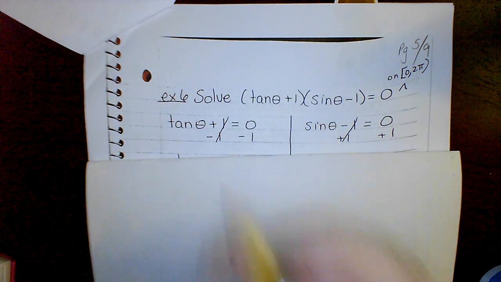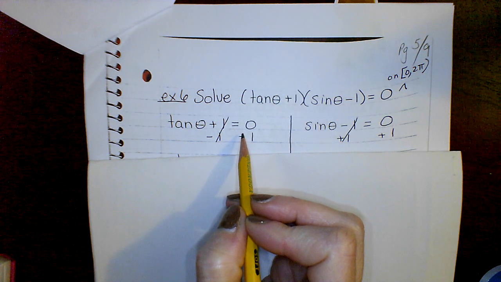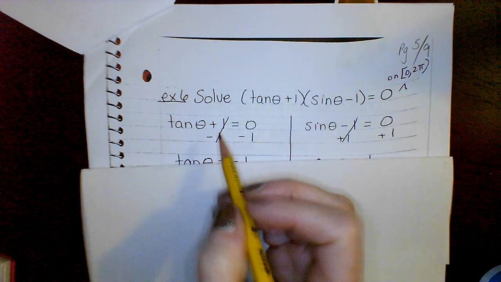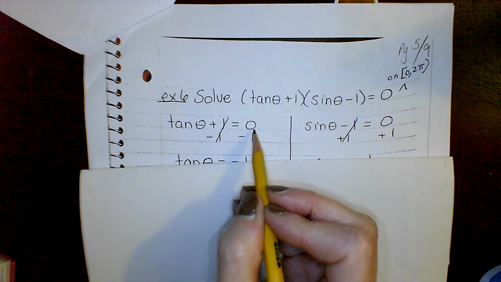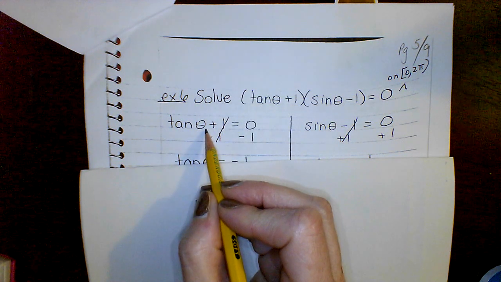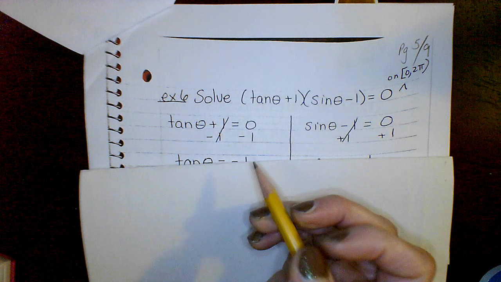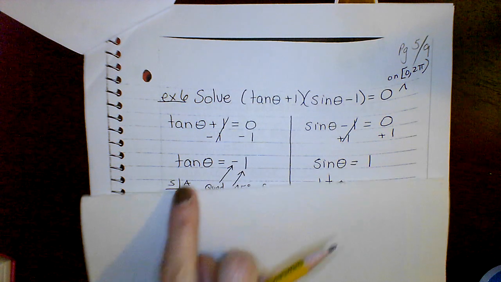So if I look at tangent theta plus 1 equals 0, let's not focus on the sine just yet. Let's just do the tangent for now. I do need to move this plus 1 over. I'm trying to get that theta by itself. So my first step is to get the tangent theta by itself, so I'm going to subtract 1. So I get tangent theta equals negative 1.